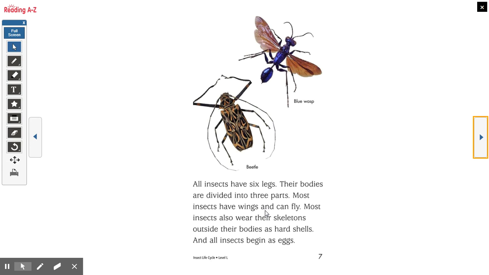All insects have legs. All insects have 6 legs. Their bodies are divided into 3 parts. Most insects have wings and can fly. Most insects also wear their skeletons outside their bodies as hard shells. And all insects begin as eggs. So on this picture right here, the caption says blue wasp. And on this photograph, the caption says beetle.